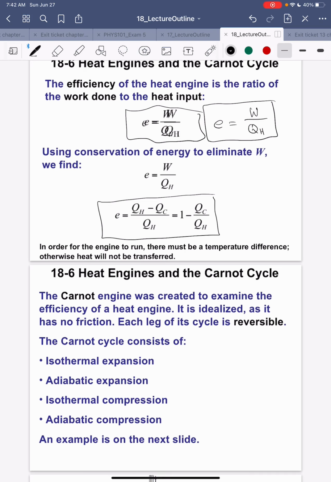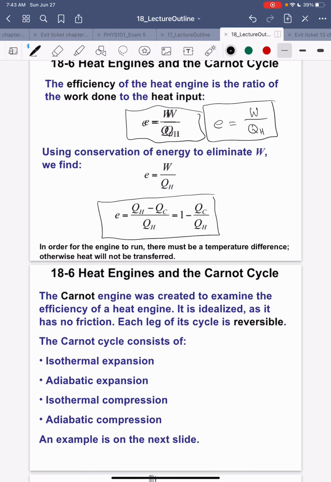Now, there is an ideal engine. We call it the Carnot engine, and it was created to examine the efficiency of a heat engine. And I will say it does not have any friction. And each process in the cycle is reversible.